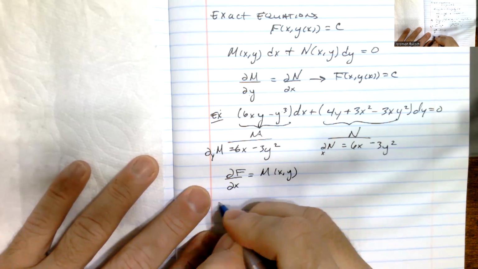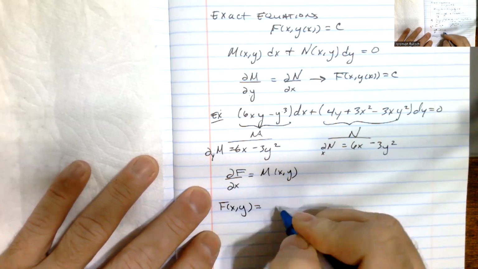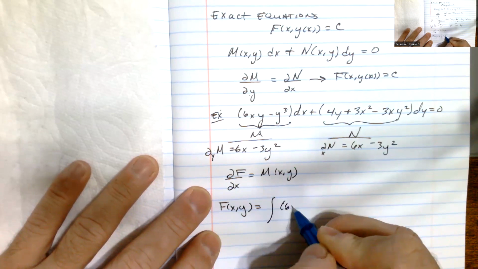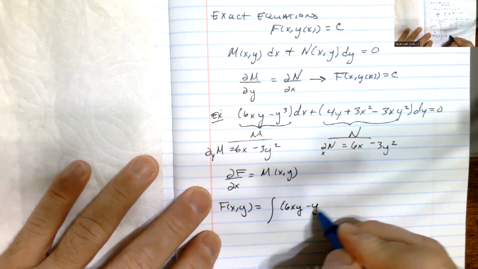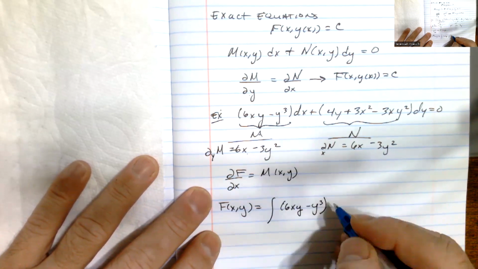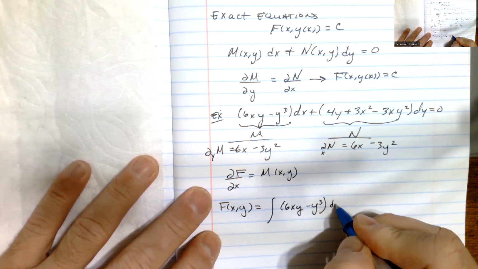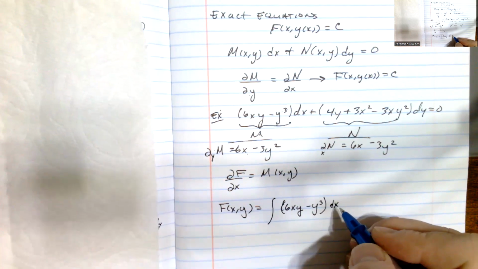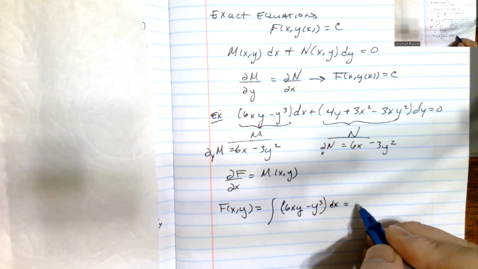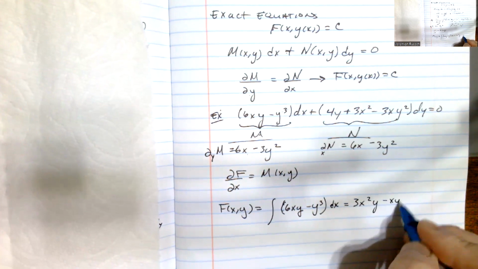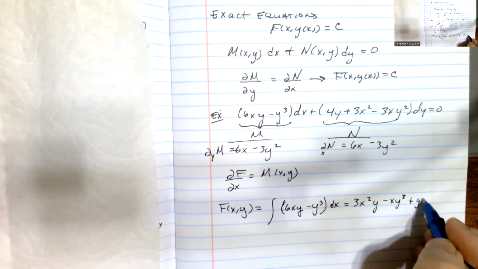So F of x, y we assume is going to be of the form integrating M, we have 6xy minus y cubed. Notice I'm integrating M, not the partial of M. Okay, so I'm integrating M dx for the M part. So integrating that gives me 3x squared y minus xy cubed plus an arbitrary function of y.